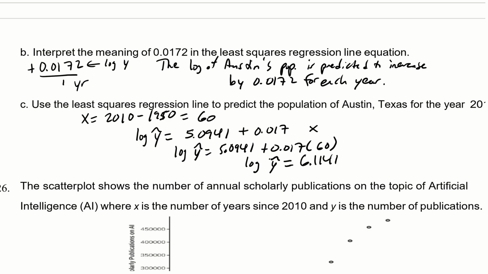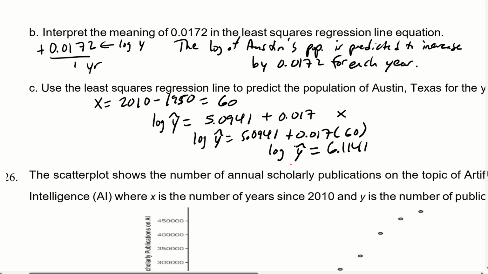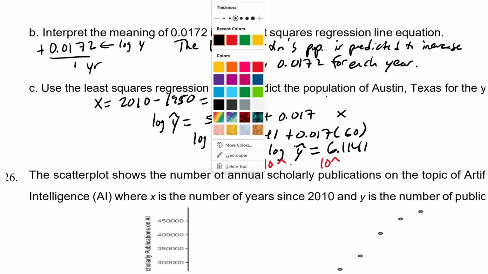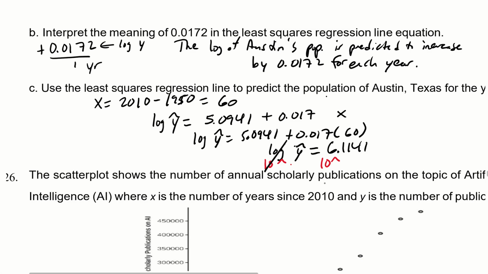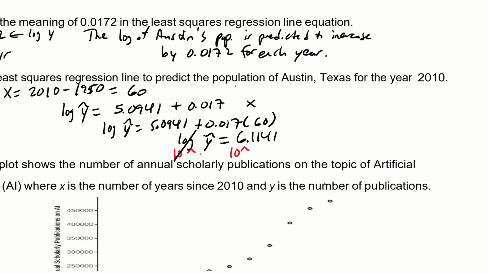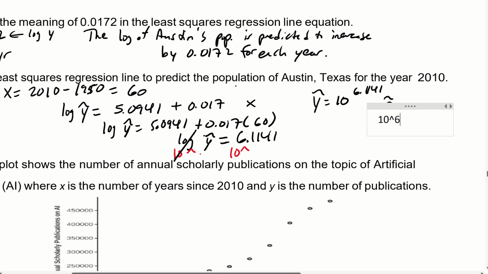Now we're going to solve for y. So how do we solve for y? Well, we solve for y by, remember, the base of log is 10. So we're going to do 10 raised to the log power, 10 raised to that power. And the 10 and the log cancels. Okay, that's the beauty of it. These cancel. So we get y hat is equal to 10 to the 6.1141 power. All right, let's see what that is. So it's 1,300,000.